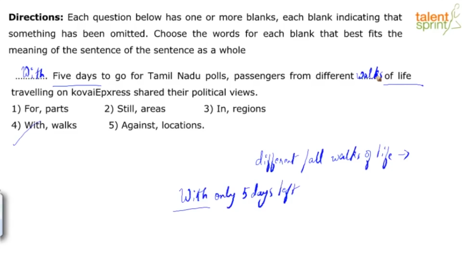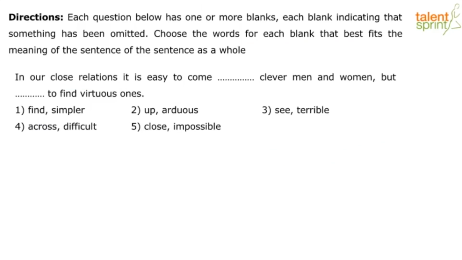So let's look at this one last question, then we'll quickly sum up the strategies that we saw. In our close relations, it is easy to come dash clever men and women, but dash to find virtuous ones.